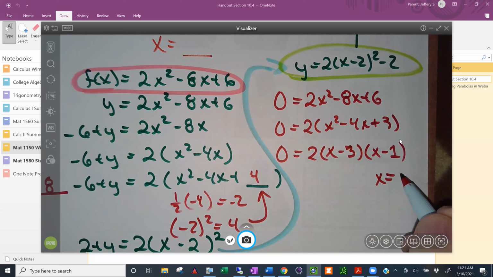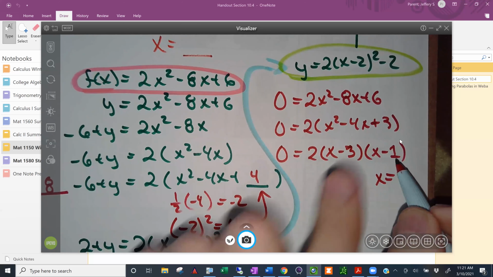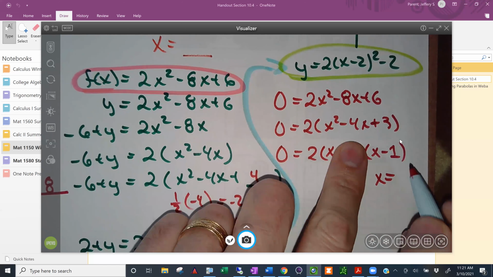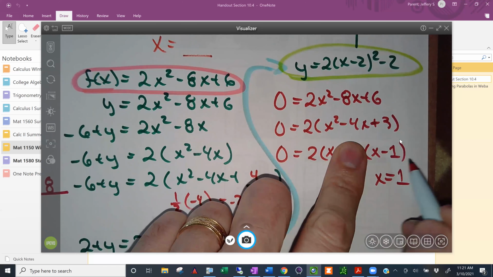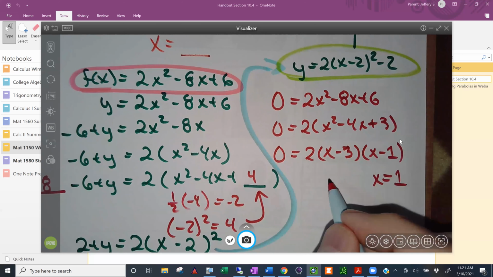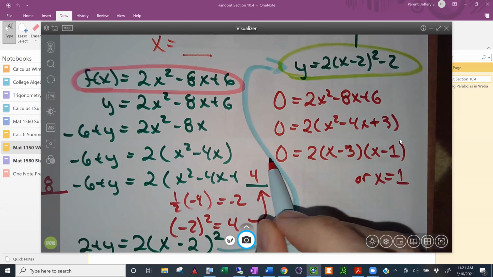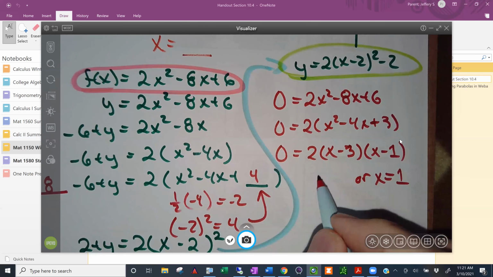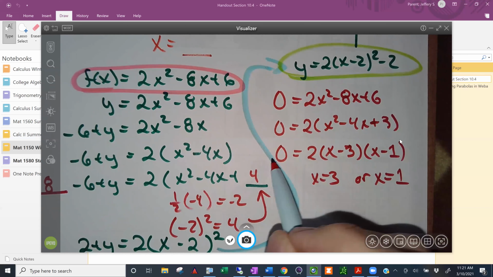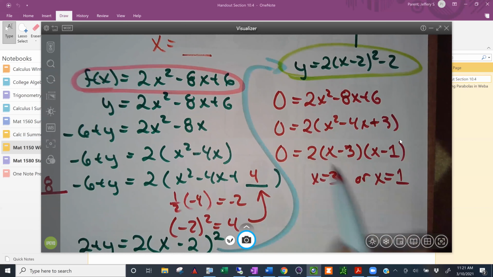That's a 1 there. So if x equals 1, 1 minus 1 would be 0, and this whole thing would be 0. Or where else? What else could happen that would make this product 0? What's the other value for x here? 3. So 3 or 1. Now 2 can't equal 0, so that's why I can ignore that there.